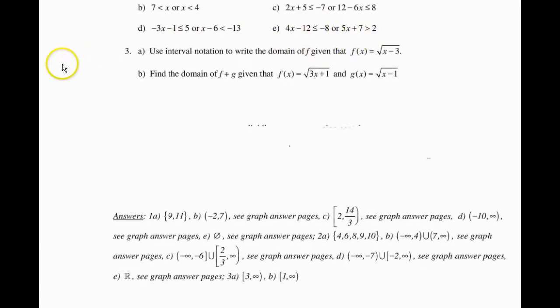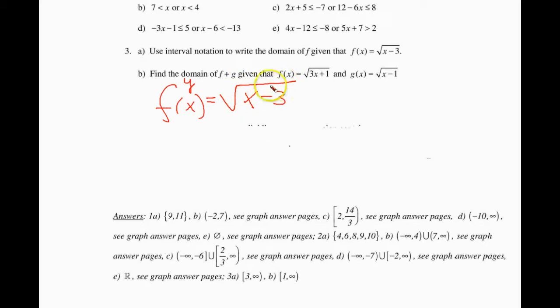Let's go on to number 3, which is use interval notation to write the domain of this function. Now, when we do something like that, we cover this a little bit. We have f of x, which is function notation. Remember, this could be equal to a y as well. The square root of x minus 3. In fact, I think we did this one.